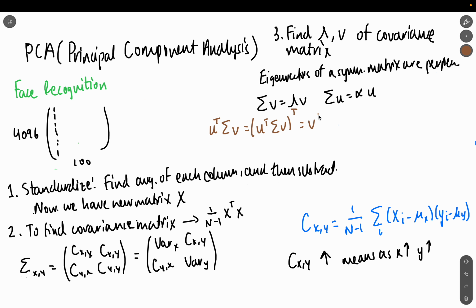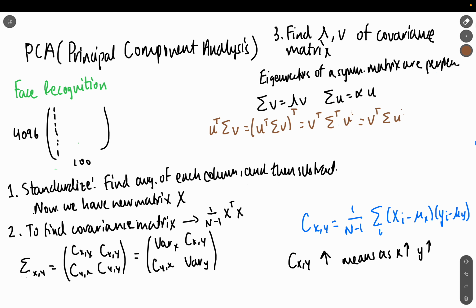This is going to equal V transpose, sigma transpose, U transpose. Correct? But what does sigma transpose equal? Because sigma is symmetric, and the definition of symmetric means that its transpose equals itself. So this equals V transpose sigma U. Sorry, it should not be U transpose. It should just be U, because U transpose becomes U. Sorry, there should be U here. Okay?